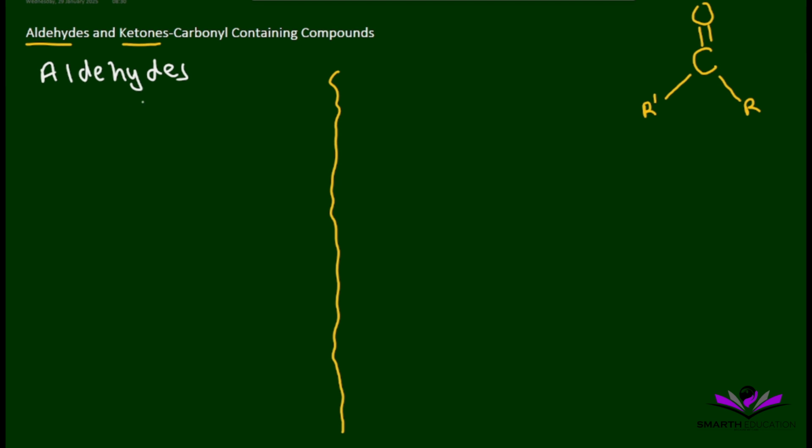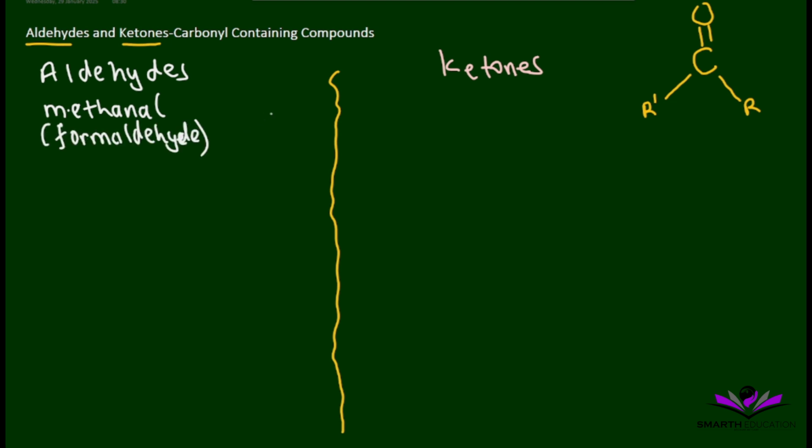We said we have aldehydes and also we have ketones. Let's start by discussing aldehydes. In the aldehydes, this carbonyl group is at the end of the carbon chain. A simple example of an aldehyde is methanal, and the common name for methanal is formaldehyde. In methanal, we have our carbonyl group, and then the carbon is also bonded to a hydrogen and also a hydrogen.